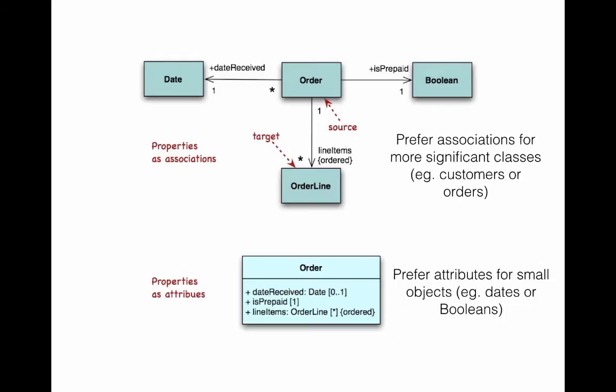The reason that you would want to use one representation over another is a matter of emphasis. You're going to use associations for more significant classes like customers or orders, and you're going to use attributes for small objects like dates or booleans. Another way of thinking about this is, what classes do you want to define in your analysis model? Those are the classes you should put in your UML class diagram, and if they're in your UML class diagram, you're going to use associations to represent them as properties.